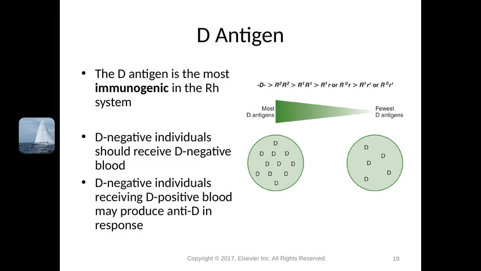So the D antigen itself is pretty immunogenic. It's the most immunogenic in the Rh system, and the Rh system itself is pretty immunogenic. So D negative patients should receive D negative blood, and basically, if we're D negative and we receive D positive blood, we can produce an anti-D antibody in response. And you can see how we have some phenotypes that have a lot of D antigen and some that have less D antigen.